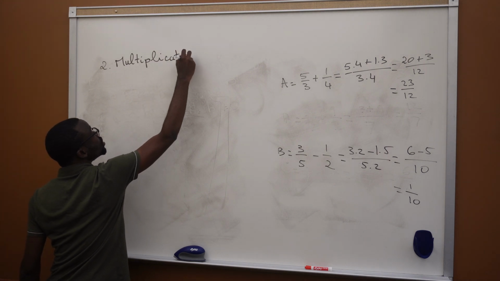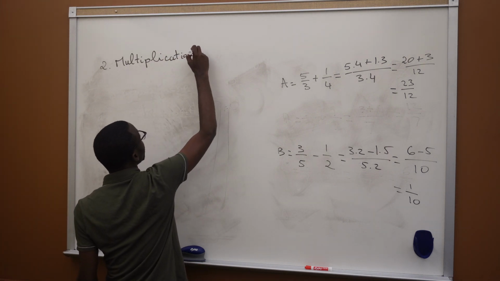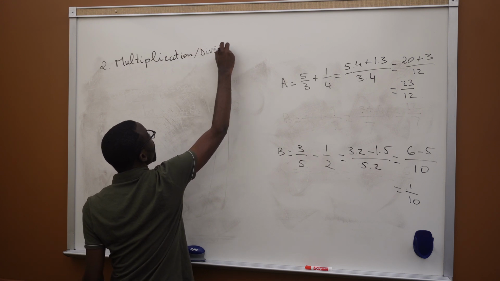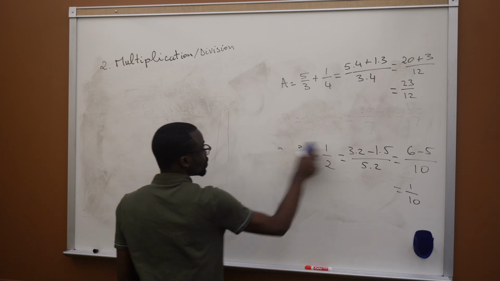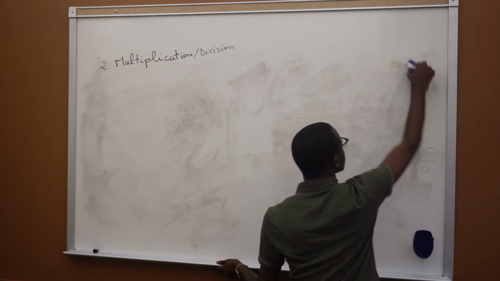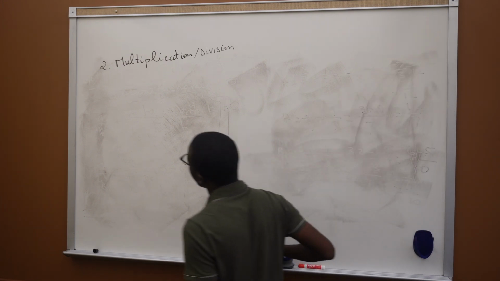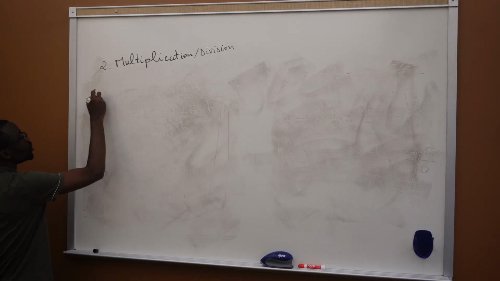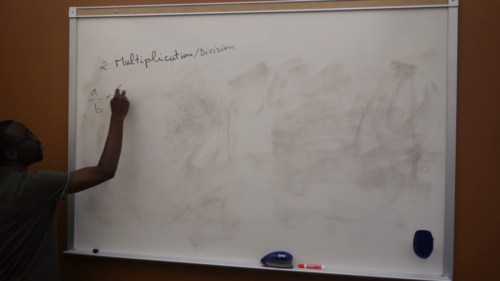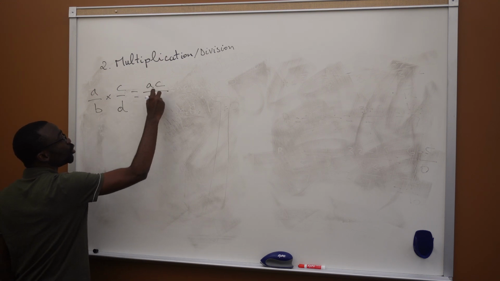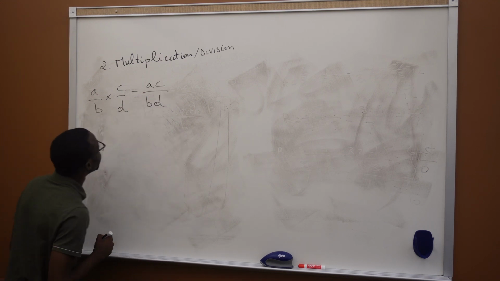Multiplication and division. We're relying on the formula one more time. When I want to multiply two fractions, A over B times C over D, I multiply the numerators with each other over I multiply the denominators with each other. It's AC over BD.